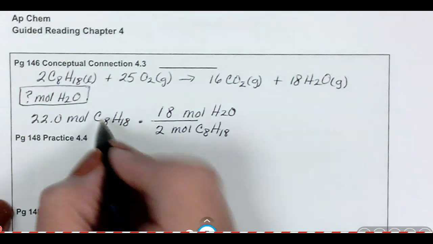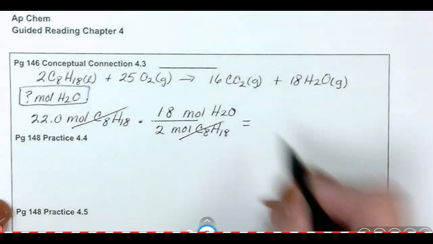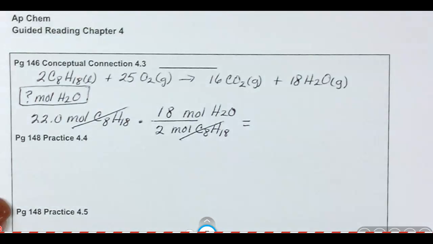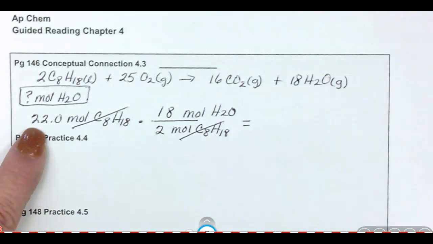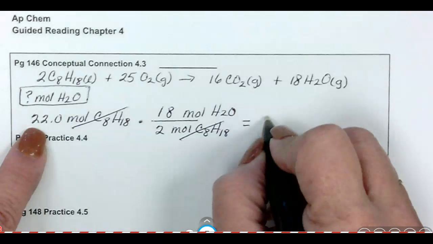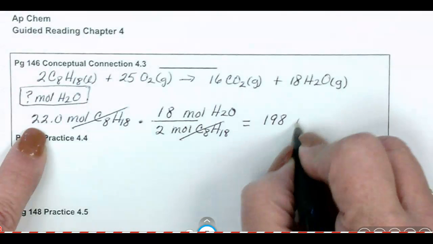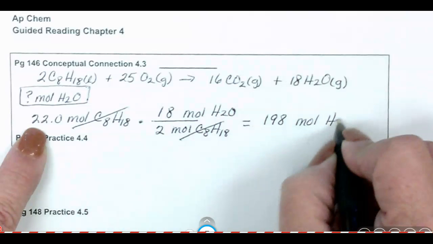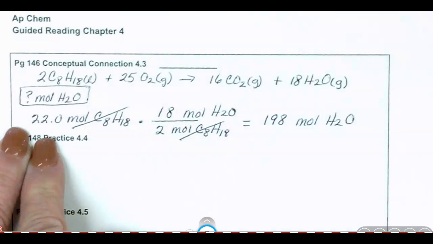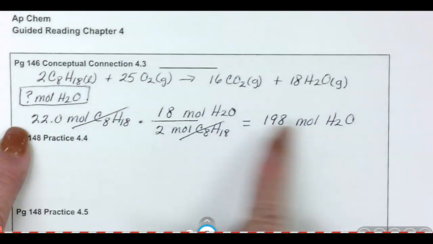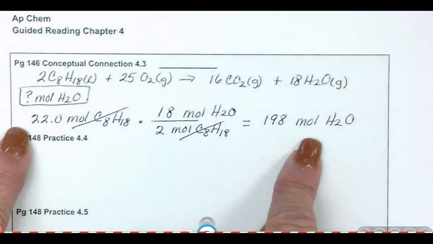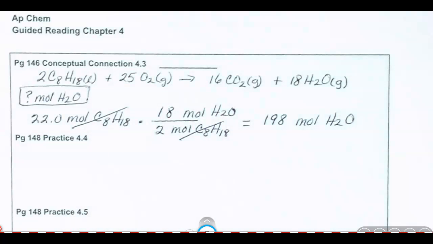Again, I'm going to do my unit cancellation, and now it is just a multiplication. If you want to, you can go ahead and take 18 divided by 2. You got your 9, and then 9 times 22. And so that's going to give us 198 moles of water. So again, if I start off with 22 moles of octane, I know I'm going to produce 198 moles of water. This again is just a mole to mole problem, so we didn't have to worry about any of the mass. A little bit simpler than the last problem.